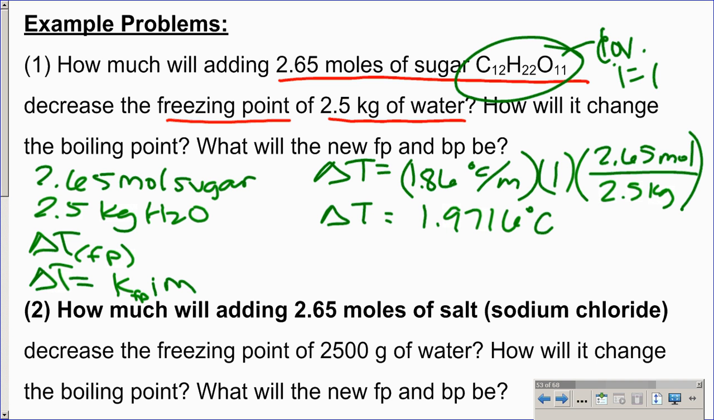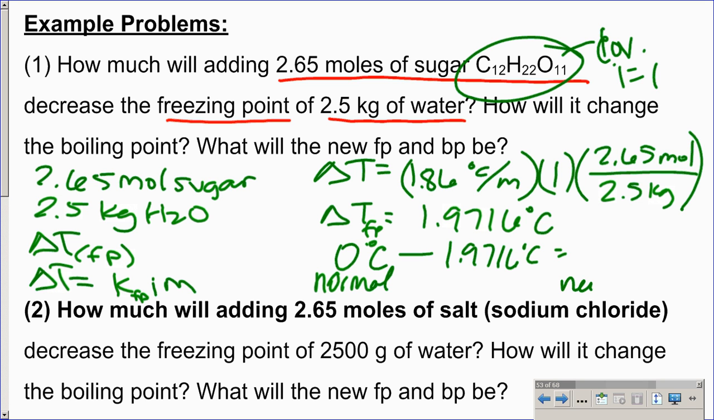depression, right? Okay, so what was water's freezing point? What is it? 0 degrees Celsius, right? Water's normal freezing point is 0 degrees Celsius. We're subtracting the freezing point depression, so we're subtracting the delta T. We're subtracting 1.9716 degrees C.